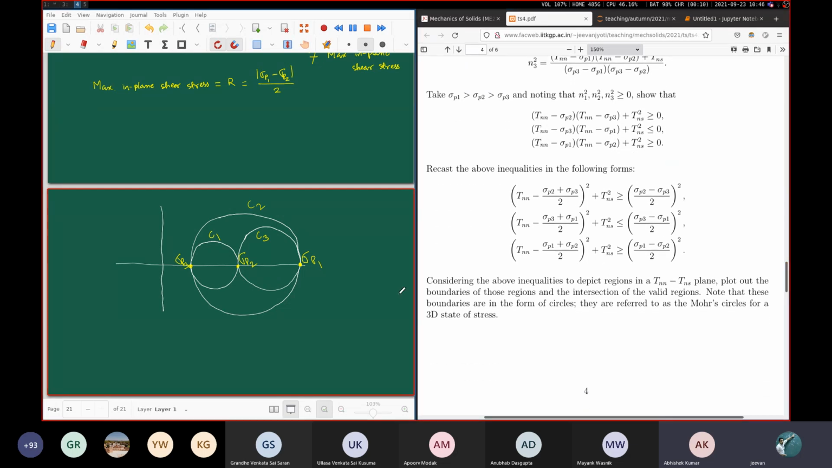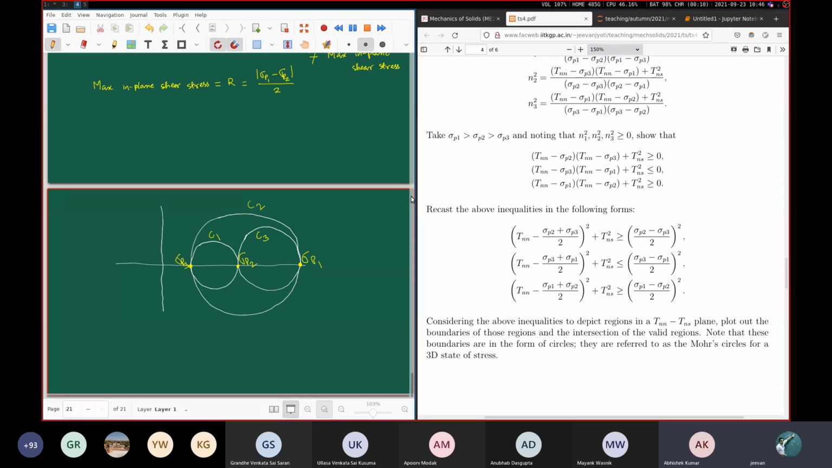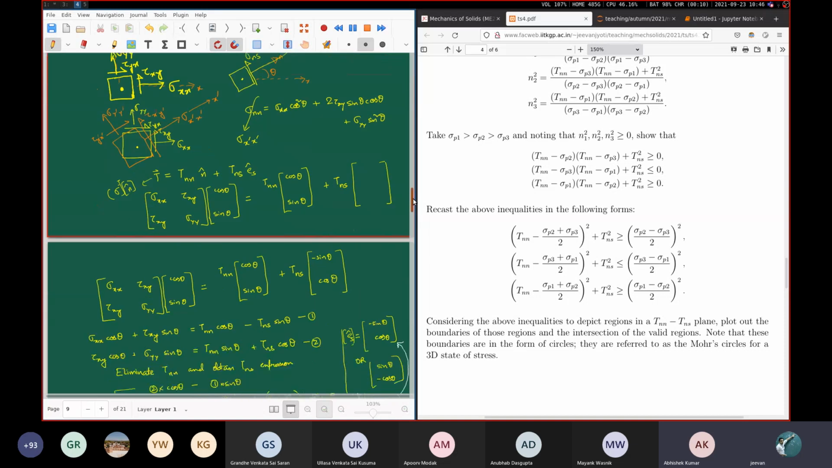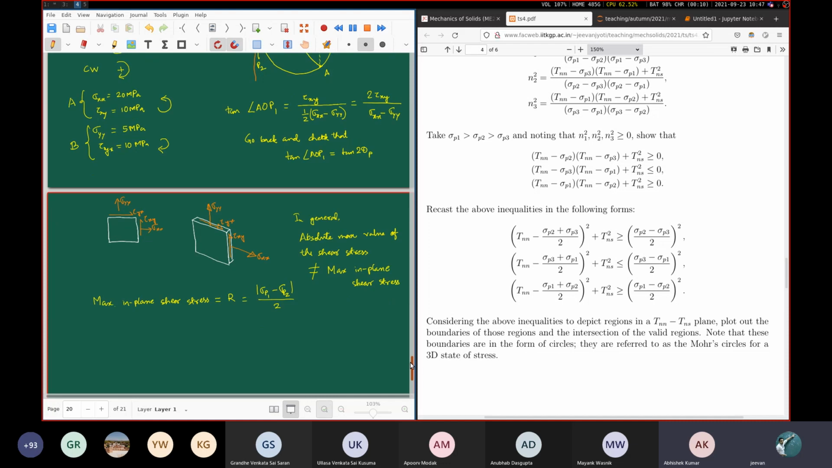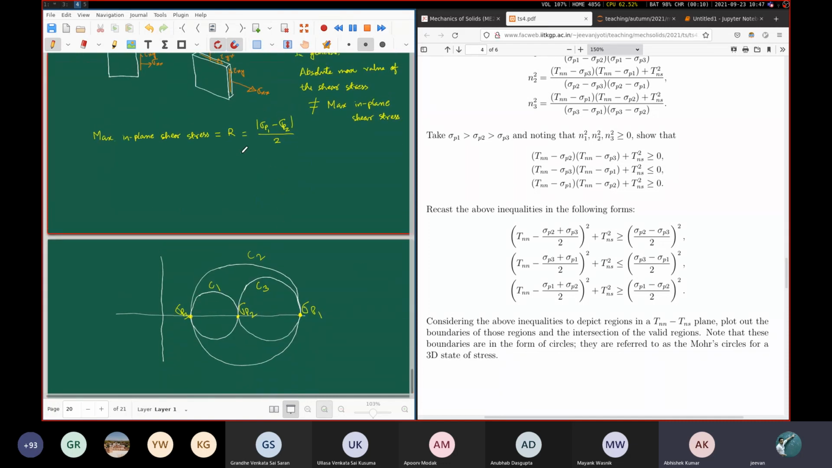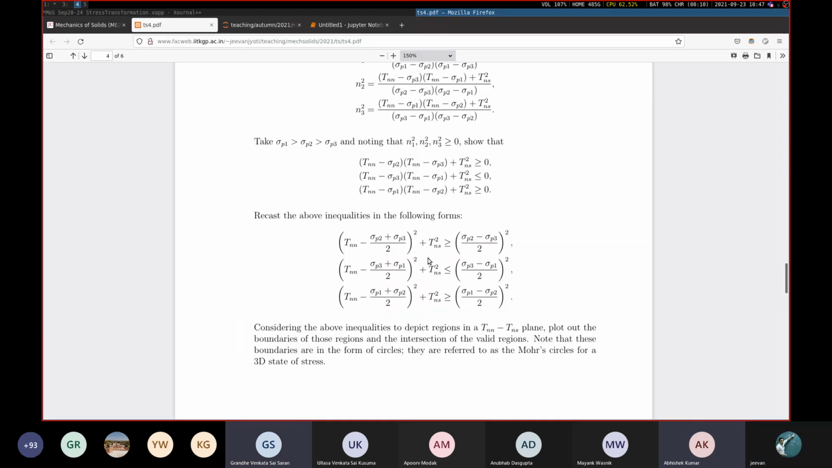All right. Now, after these things, using the knowledge that you have regarding the in-plane shear stresses, you tell me what is the maximum shear stress corresponding to this circle? What is the maximum in-plane shear stress corresponding to this circle? Forget about these equations now.